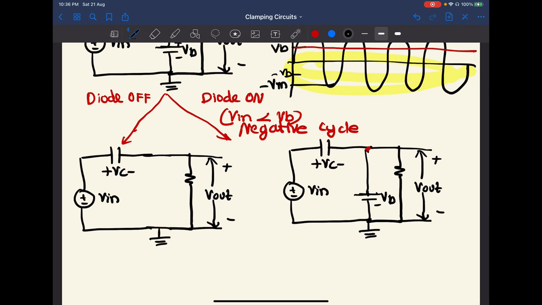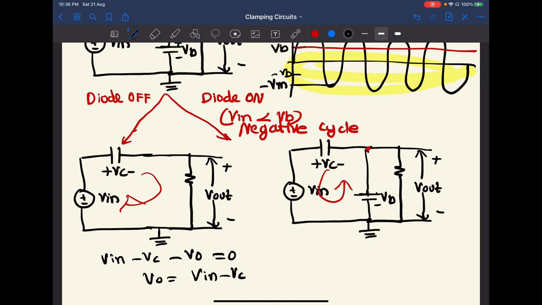And similarly, the same approach: we are just applying KVL in this loop and this loop, and we'll be writing the equations. V in minus Vc minus V out equal to 0. V out equal to V in minus Vc. Here in this case, during the negative cycle, capacitor will be charged to maximum value, that is minus Vm.